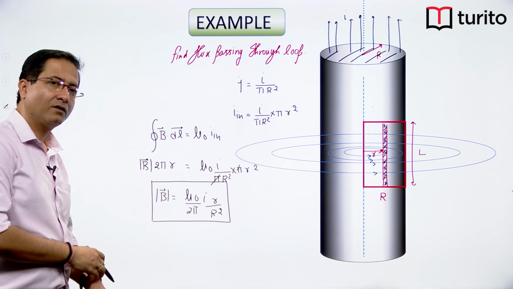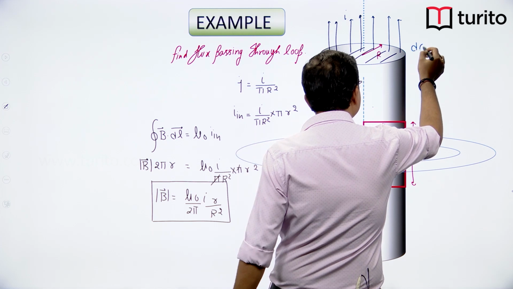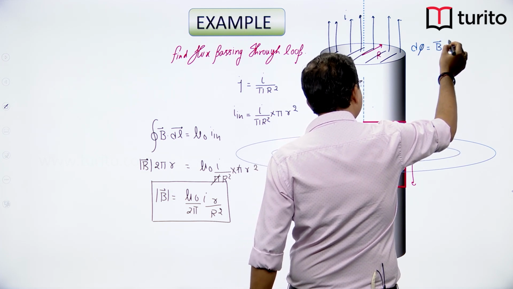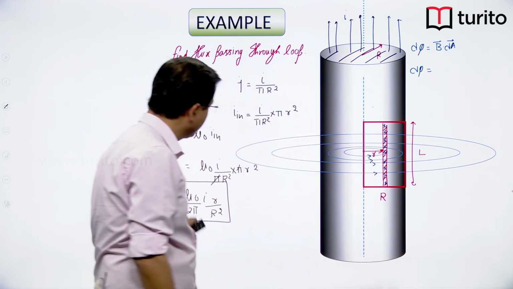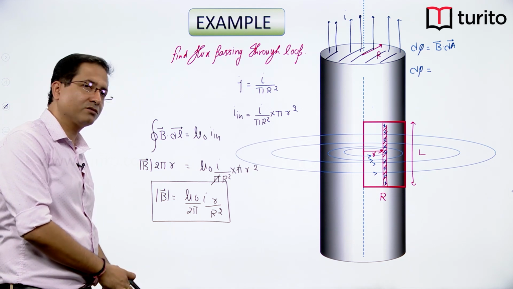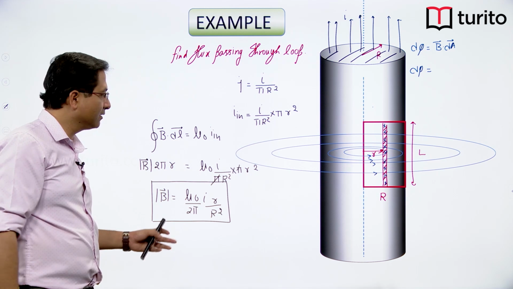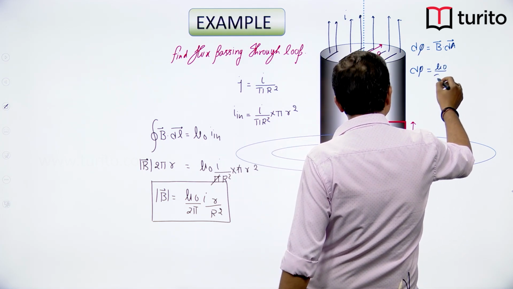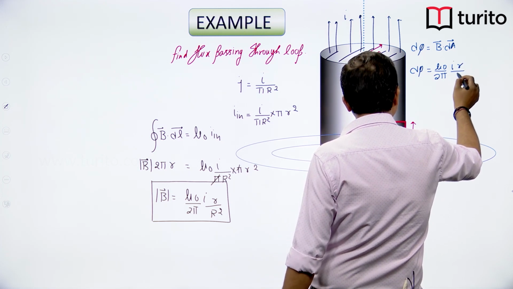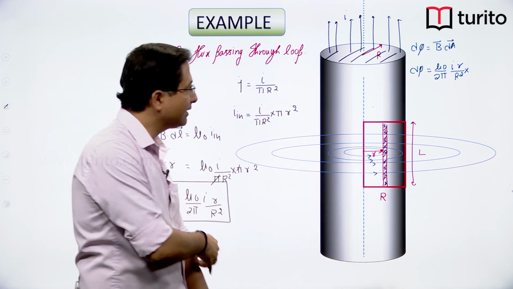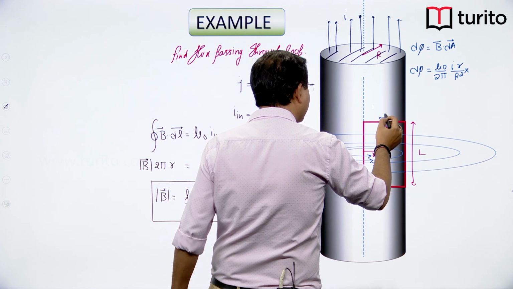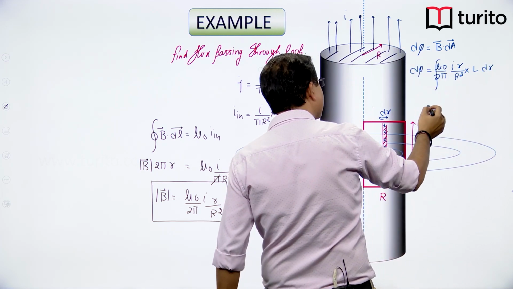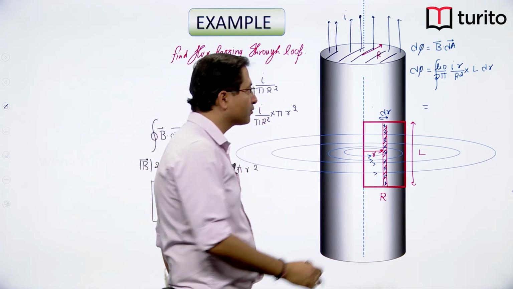Let's write flux. Flux d phi is equal to B dot dA. So I can write d phi is equal to B, mu naught upon 2 pi I r divided by r square. If you know the result, you can directly use the result. If you don't know the result, because of symmetry, we can find out easily with the help of Ampere's law. So mu naught divided by 2 pi, I small r divided by r square into area. Area is, this thickness is dr, right, and this is L. So L dr. Limit 0 to capital R. So here I will put limit 0 to capital R.